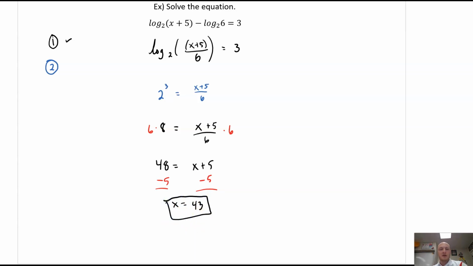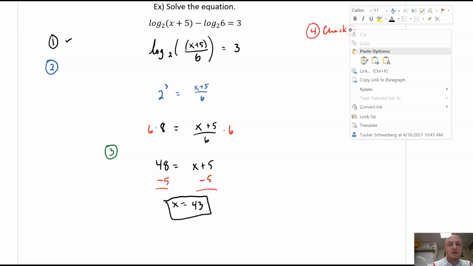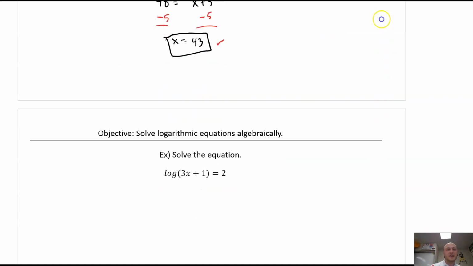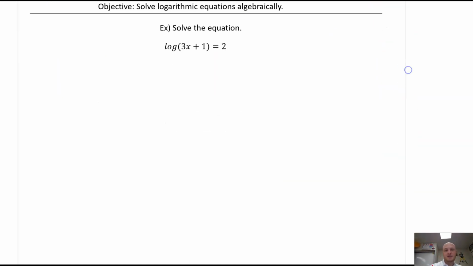There you go. Okay, we do have to check. So that was step 3 using algebra. Step 4, we've got to go ahead and check. So if I plug 43 into my original arguments here, 43 plus 5, that's 48. It's still positive. So there's our solution, x equals 43. Again, if it gives you a negative answer, that's when you would toss it.